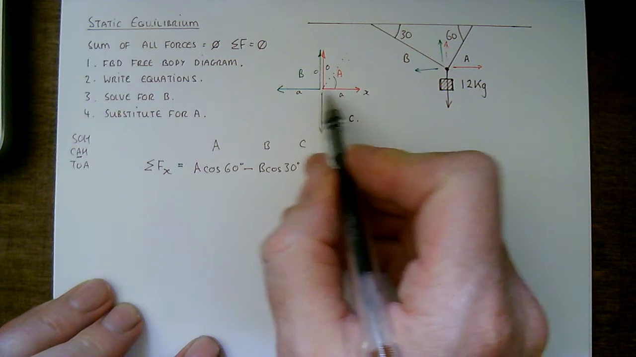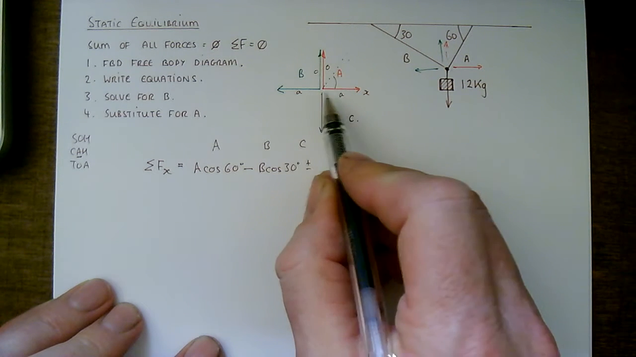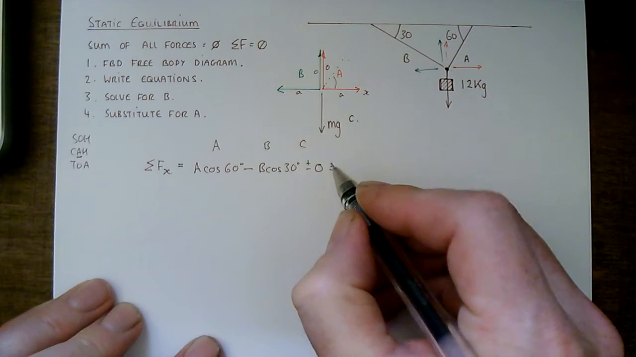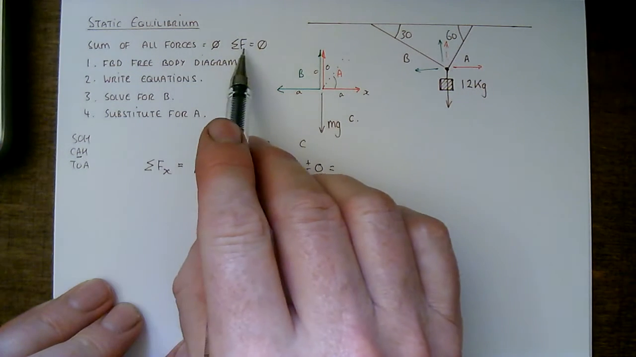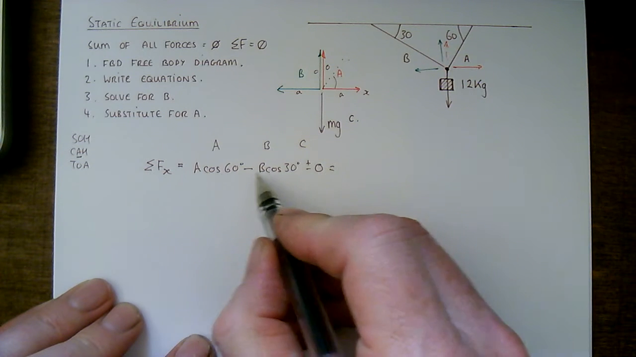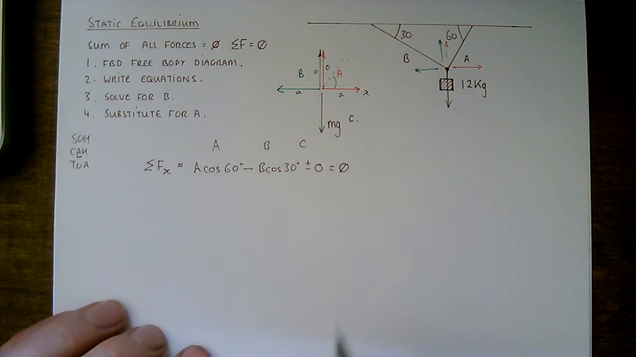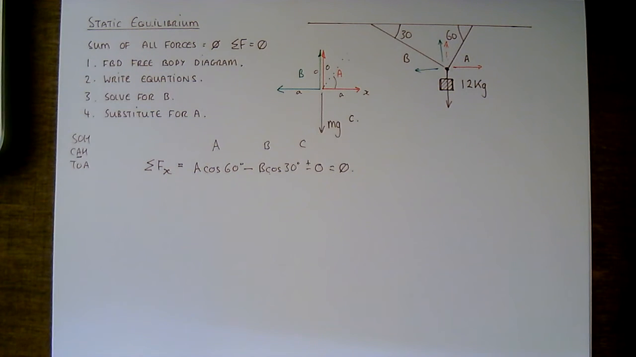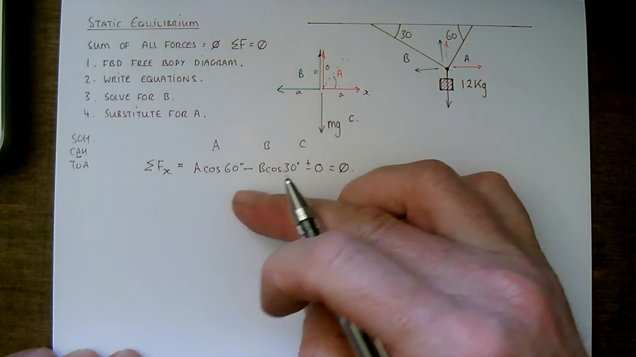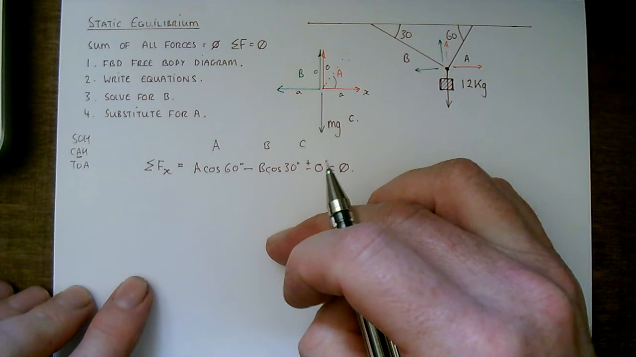But you'll notice that there isn't a C in the X direction. There is no force from the object in the left or right. So that was just going to be a 0. The sum of all forces is equal to 0. So all of that, take away that, has to equal 0. Now I'm going to leave quite a big gap because I want to fill this space with this step here, solving for B, so that I can substitute for A.